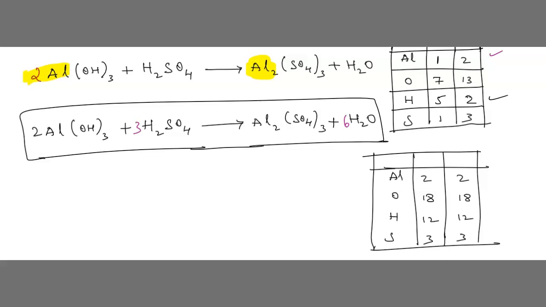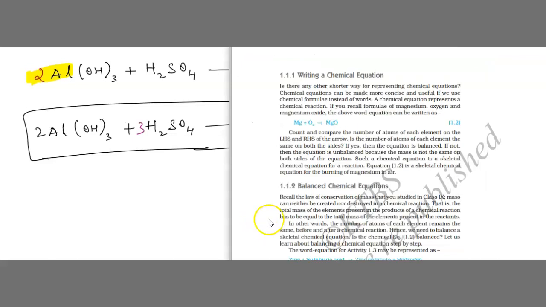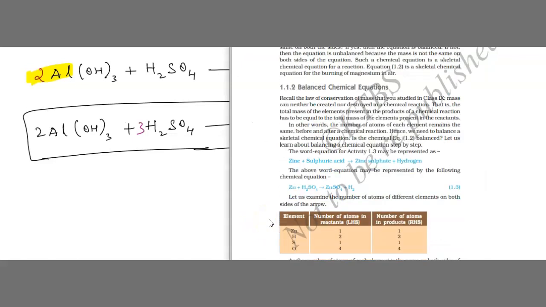Now the balanced equation is what? 2Al(OH)3 plus 3H2SO4 gives Al2(SO4)3 plus 6H2O. So this equation is the balanced chemical equation. Understood, children, how to balance chemical reactions? That is what we have discussed, how to balance the chemical equation. We can recall the law of conservation of mass, which we have studied in the previous class.